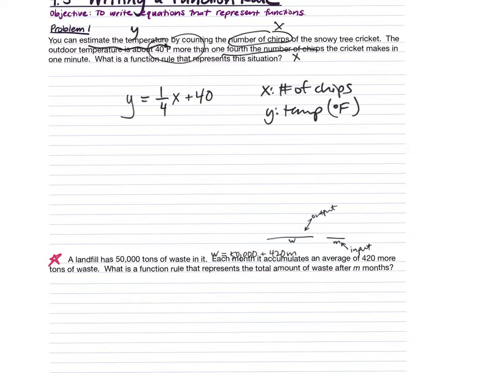Okay, so here they told us m months, that's our input. Our output's going to be total amount of waste. So if we start with 50,000, we're adding 420 each month. So however many months there are, we do 420 times that month. So W equals 50,000 plus 420m.